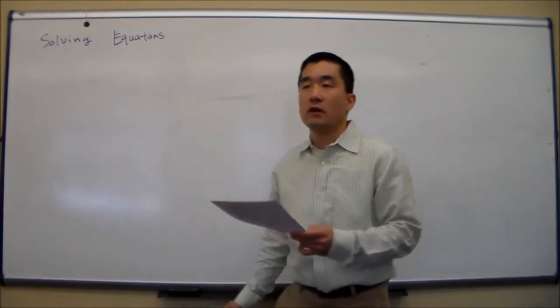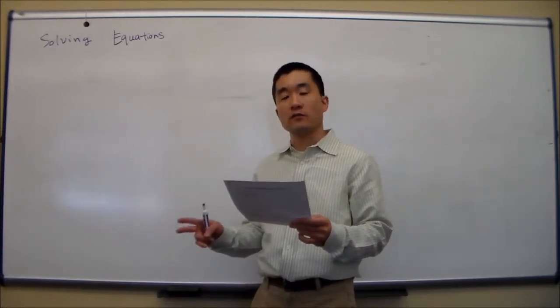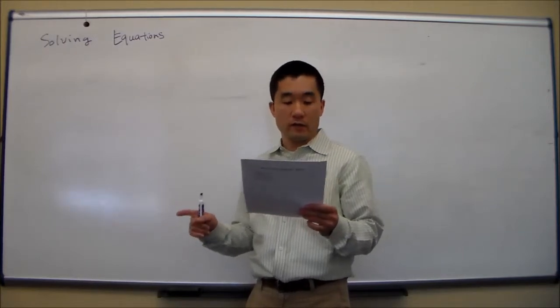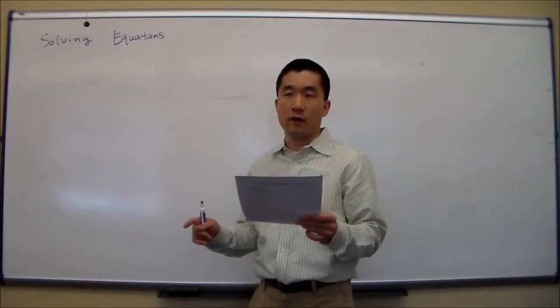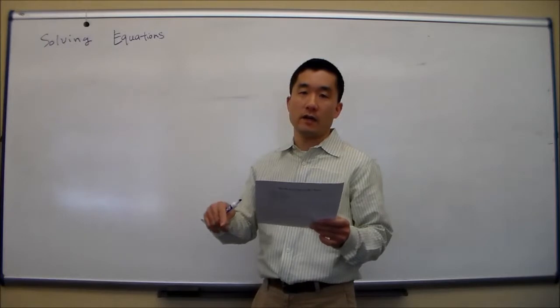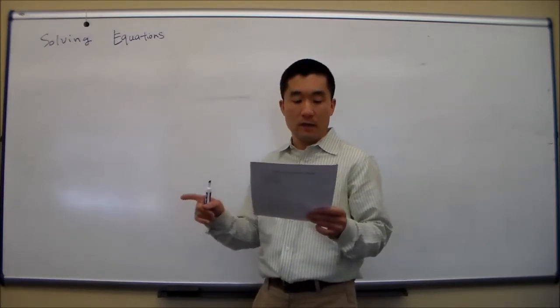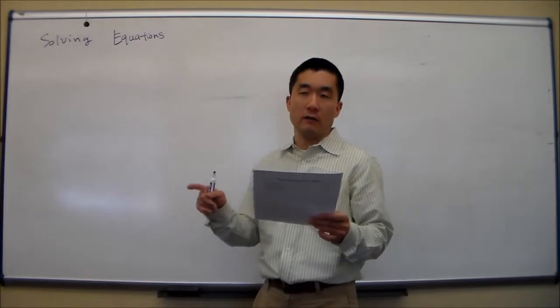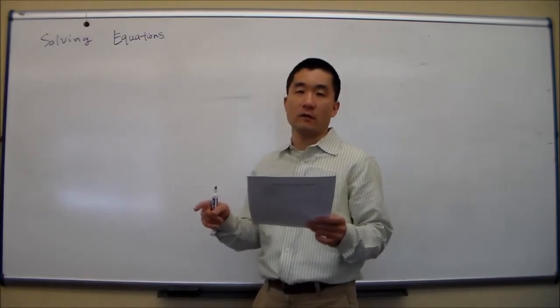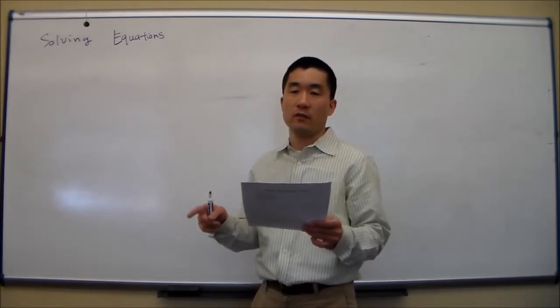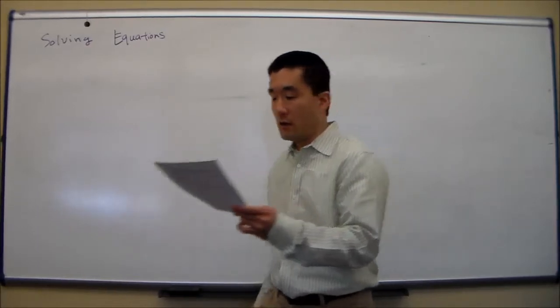In order to do solving equations, there are two properties you should know. One is the symmetric property, where that means you can flip the left side and the right side of the equation, left and right. And then distributive property, where the number in front of the parentheses gets distributed to the numbers inside the parentheses.